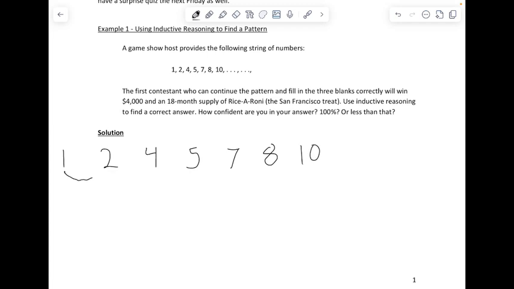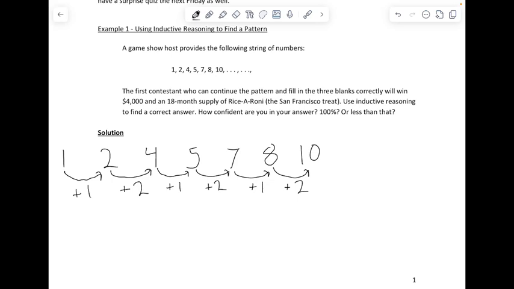And let's think about using the mathematical operation of addition. What would we need to do to go from the first number in the sequence to the second number in the sequence? That's going from a 1 to a 2. That requires adding 1. Going from a 2 to a 4 requires adding 2. Going from a 4 to a 5 requires adding 1. From a 5 to a 7 requires adding 2. From a 7 to an 8 requires adding 1. From an 8 to a 10 requires adding 2.